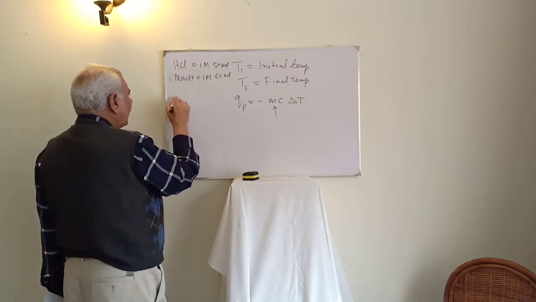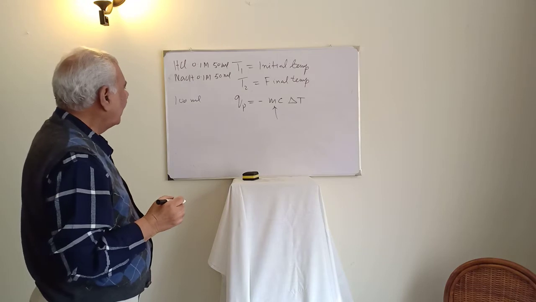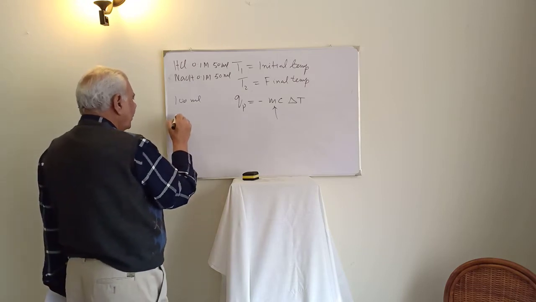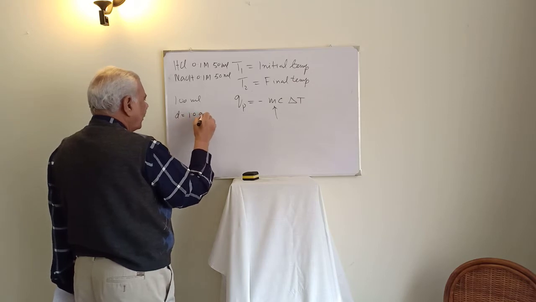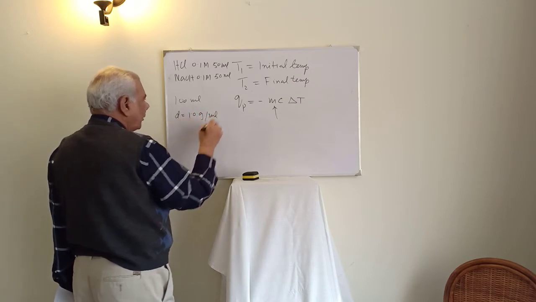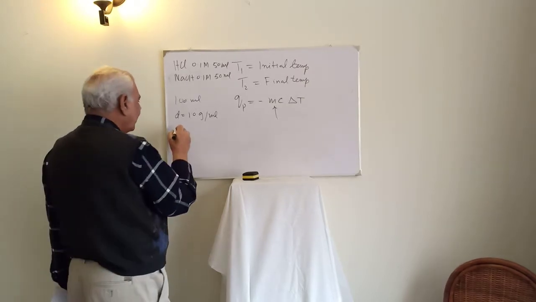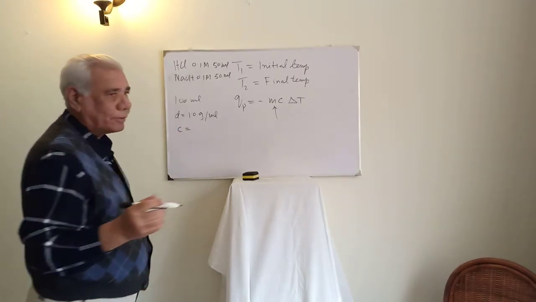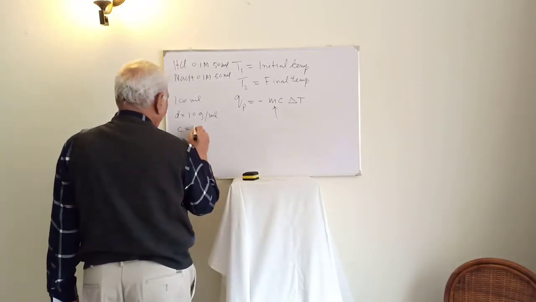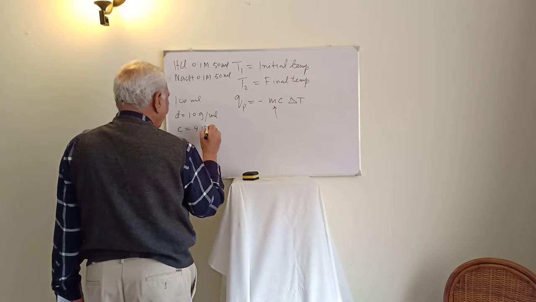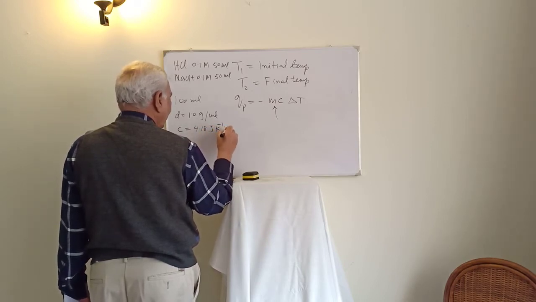Now your total volume is 100 ml, right? And we assume that the density of the solution is the same as that of water, 1 gram per ml, right? And we assume that the heat capacity of the solution is the same as that of water, which is 4.18 joules per degree Kelvin per mole.